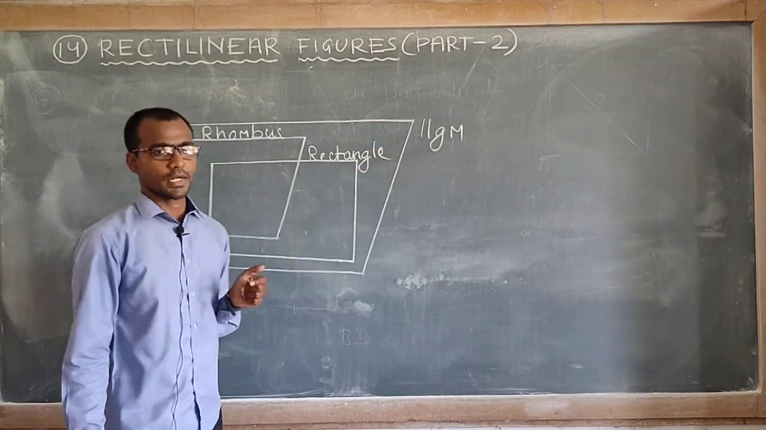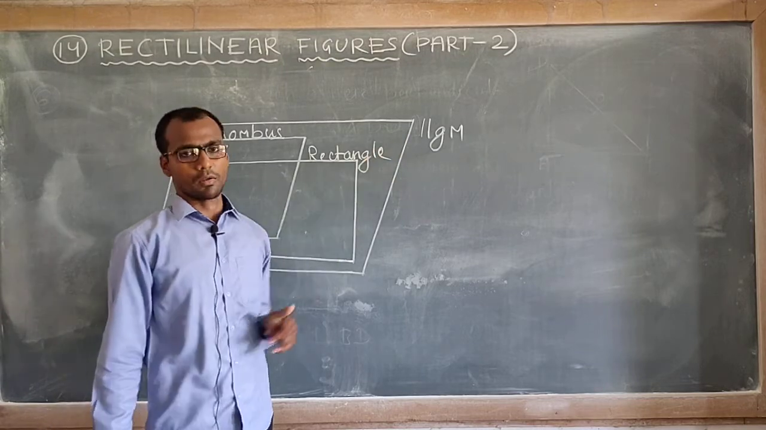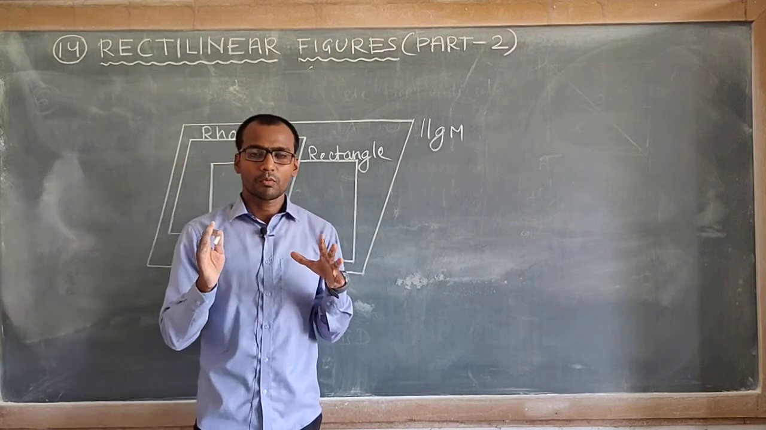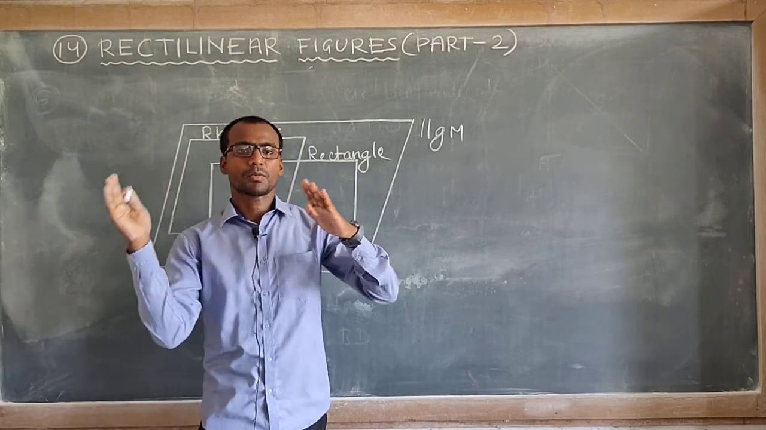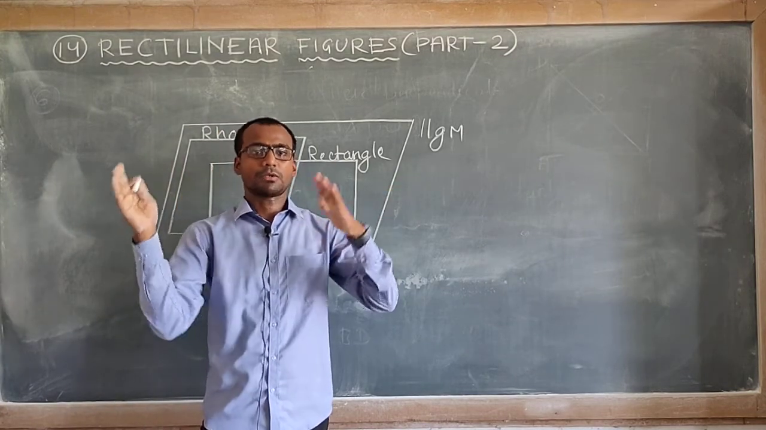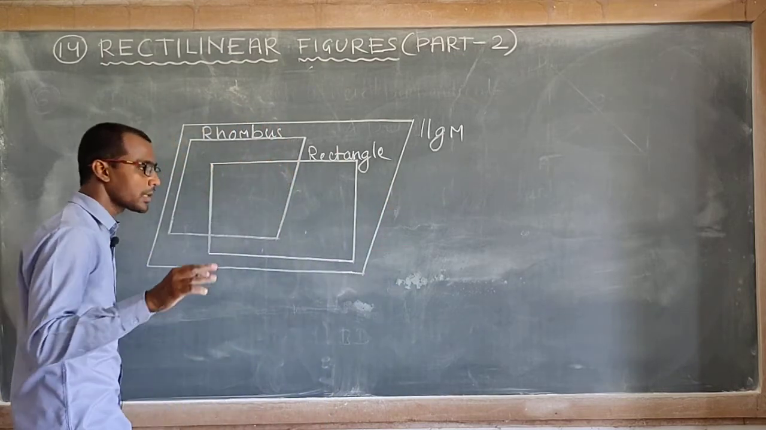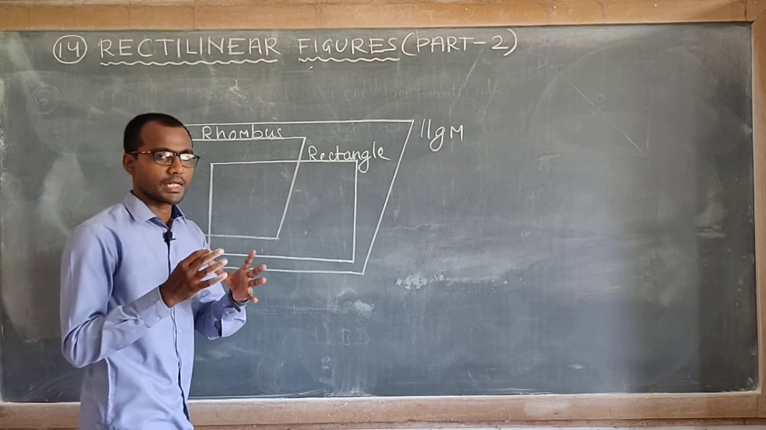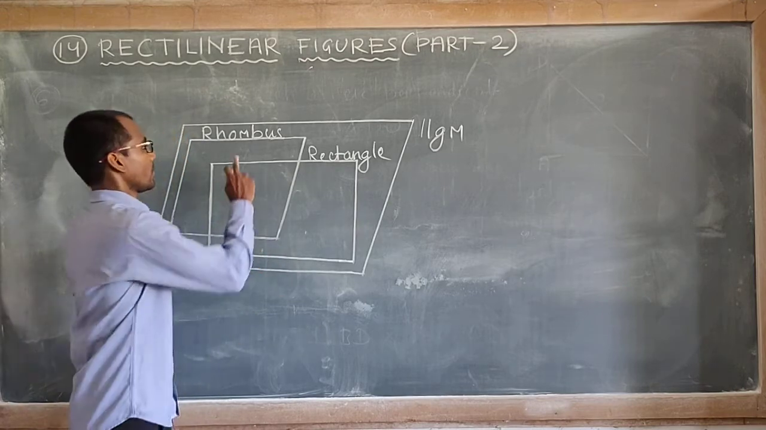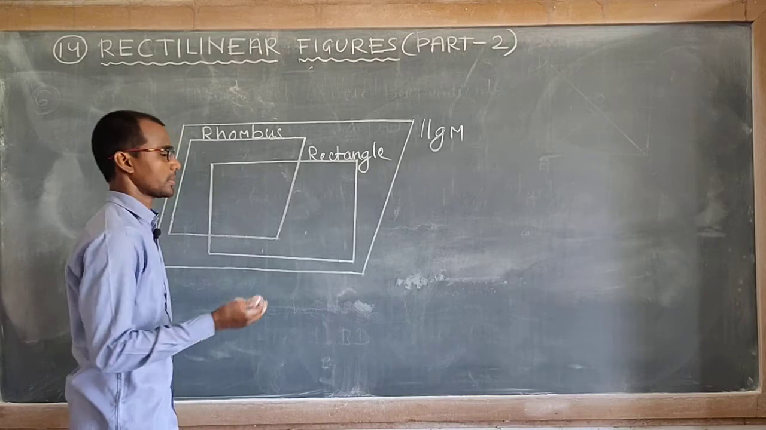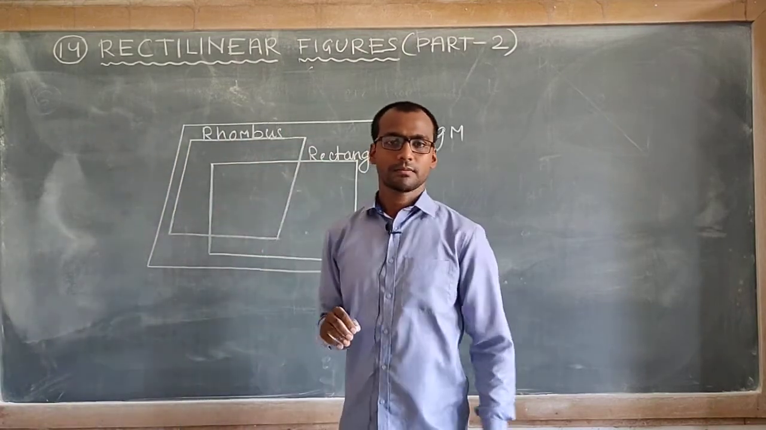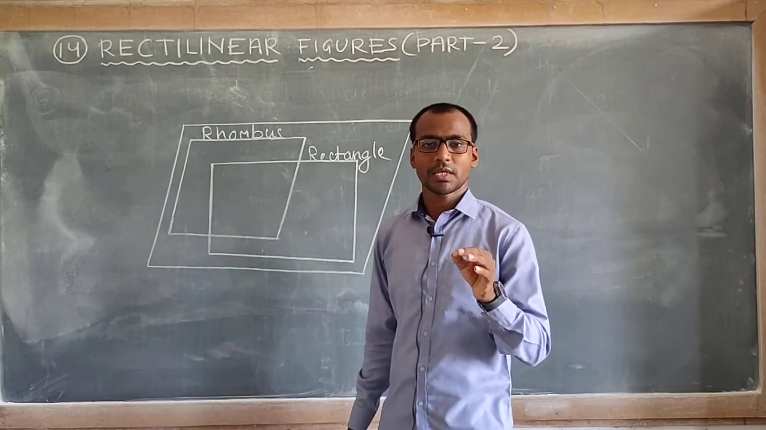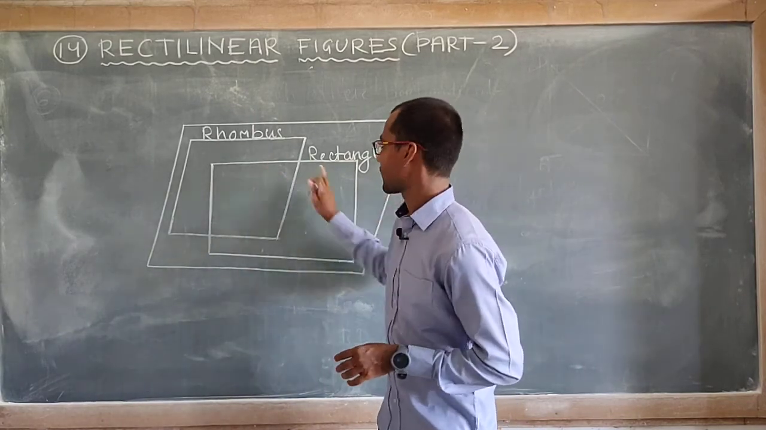From this diagram, you can understand that every rectangle is a parallelogram, but every parallelogram is not a rectangle. For a parallelogram to become a rectangle, it has to be straight. It is bent, it has to be straight. Now you might be wondering why I have drawn like this, why I have intersected rhombus and rectangle. Because there are some properties which are both in rhombus and rectangle, some properties which are common.